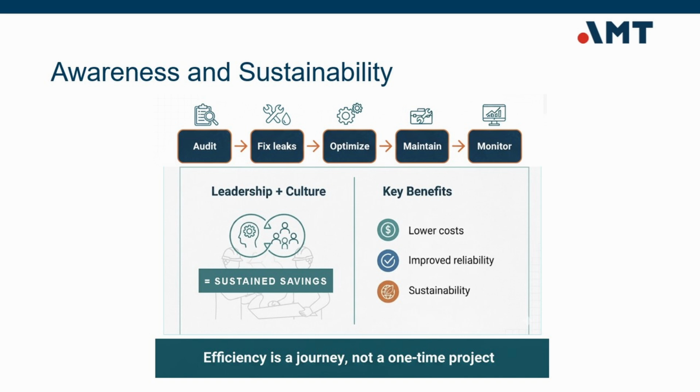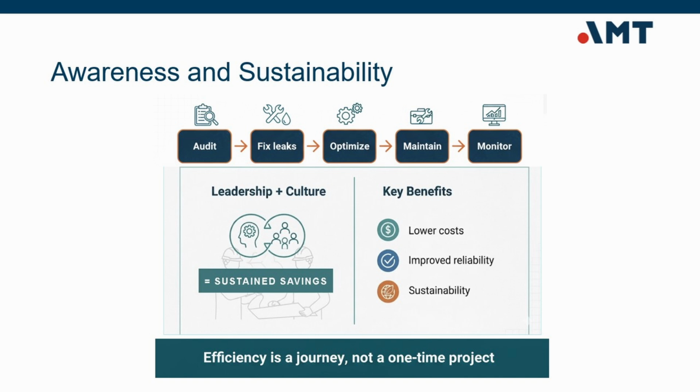The key benefits are clear: lower cost, improved reliability, and stronger sustainability performance. But these benefits are sustained only when efficiency is embedded into daily operations, not treated as a one-time project. The final message is simple. Efficiency is a journey, not a one-time event. When awareness, leadership, and consistent monitoring are in place, compressed air systems deliver long-term savings and long-term reliability.